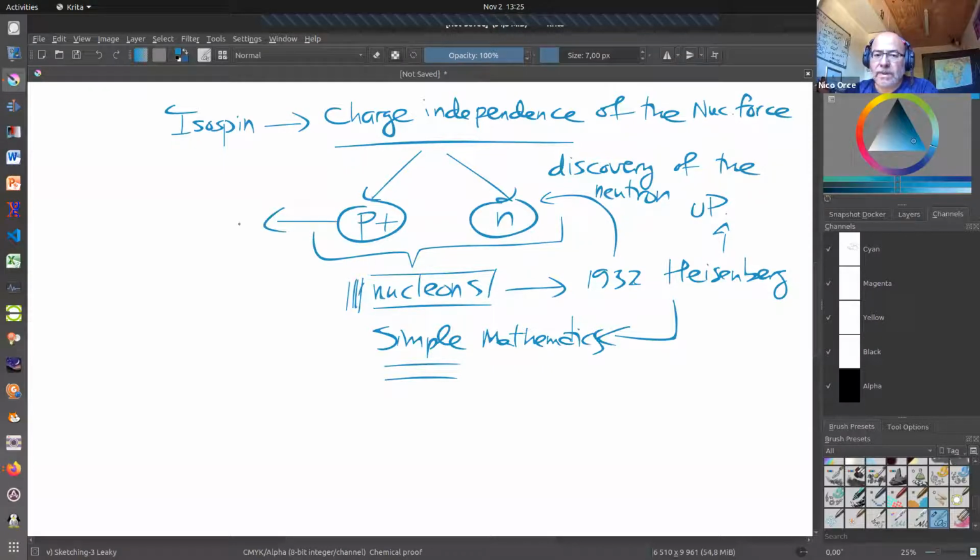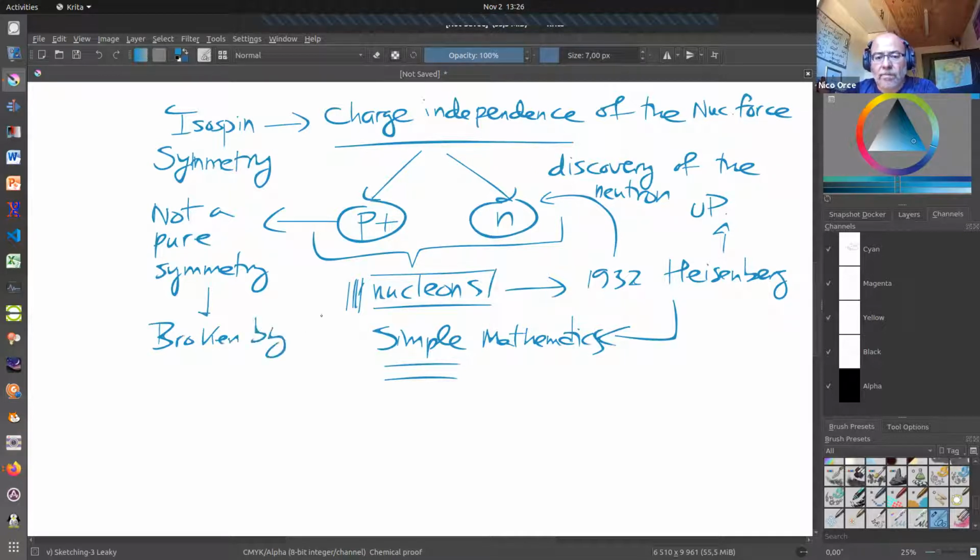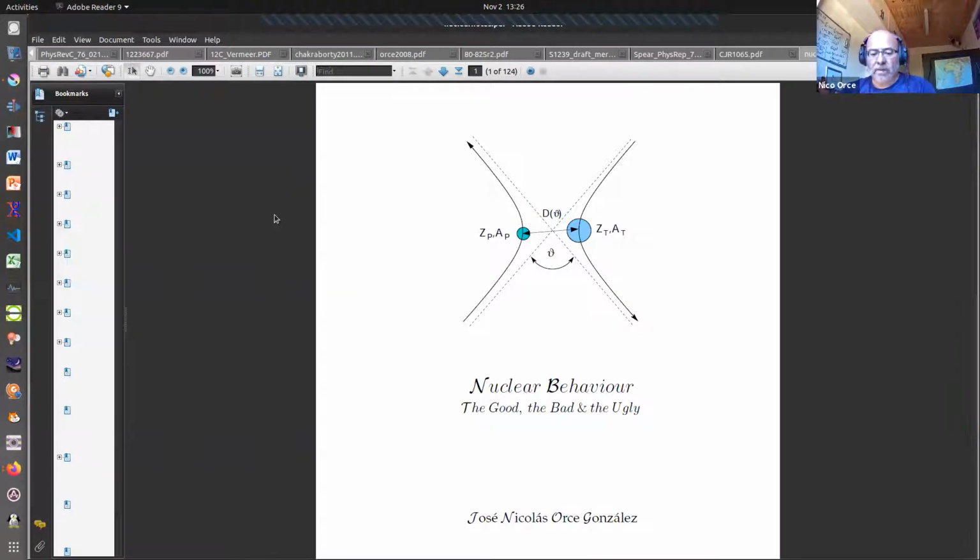But we know this is not a pure symmetry. Sometimes isospin is called isospin symmetry. But it's not a pure symmetry, because as we know, it is broken by the Coulomb force. So it's not a pure symmetry. What we call it is an approximate symmetry. But it's going to simplify mathematics. It's going to make a very interesting insight into nuclear physics.